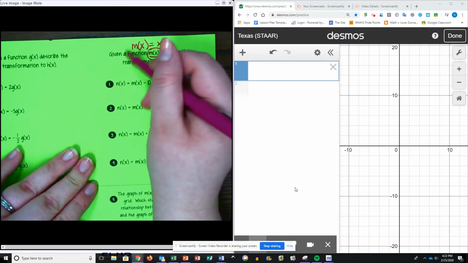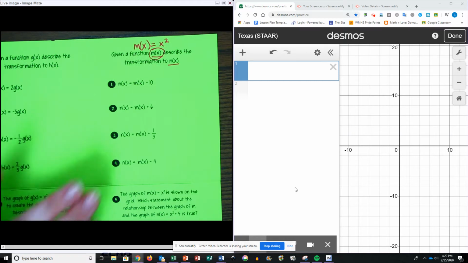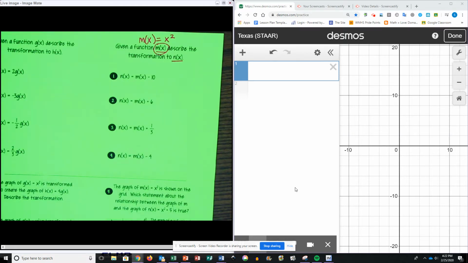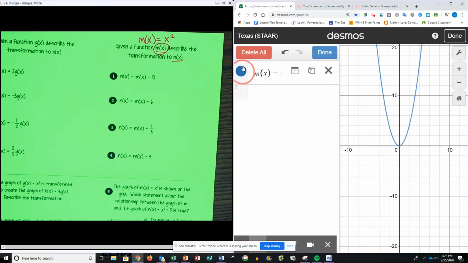So the way I'm going to start is I'm going to go ahead and type m of x equals x squared into Desmos. So m of x equals x squared. Okay, that way I have my original line. And something that I think will help is if I'm going to start by making all of my original parent functions black. Okay, so that way we can see the change in color when we write the new one.